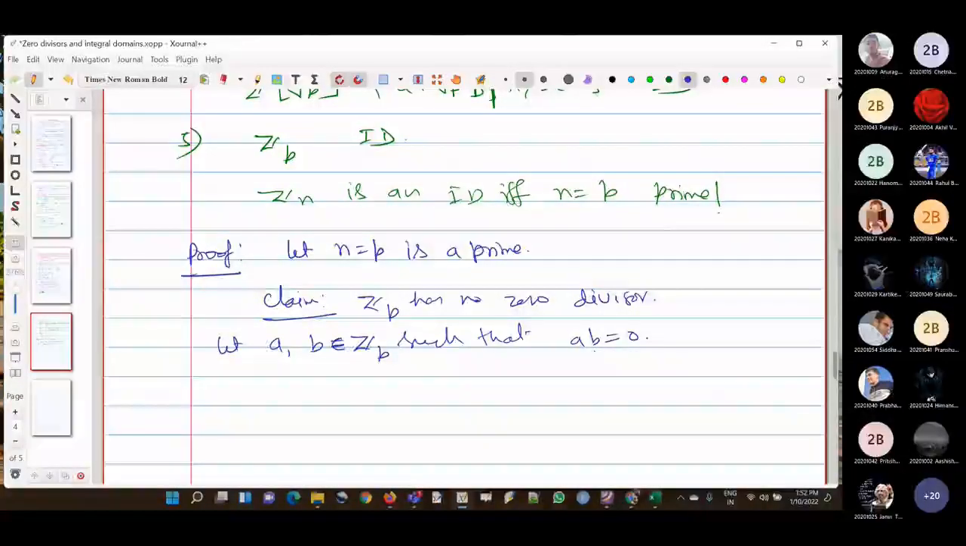Fine. So if the product of these two is 0, and of course because they are elements of Z_p, तो ऑपरेशन क्या होगा इसमें? मल्टीप्लिकेशन मॉडुलो p होगा. Fine. This is multiplication modulo p. Okay. So this means that ab is equal to p times k, or k times p, for some k belongs to Z. All right.